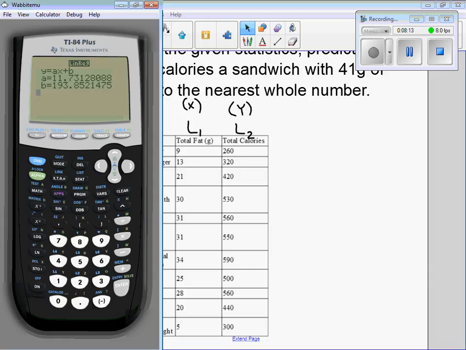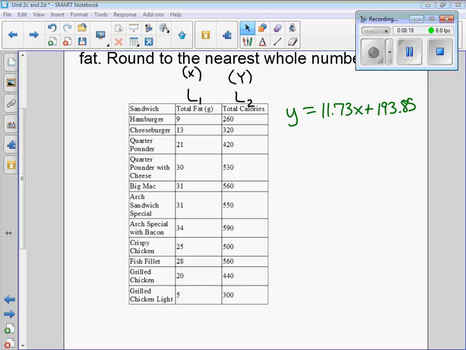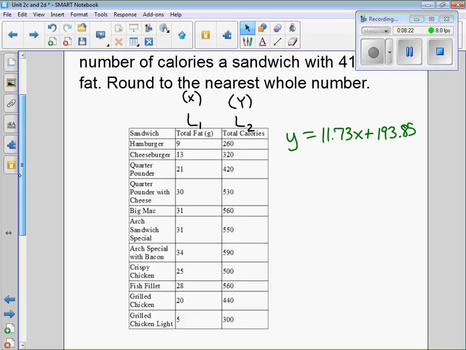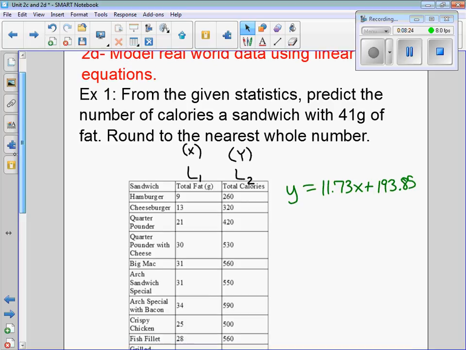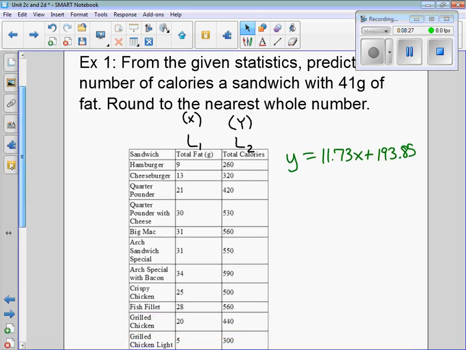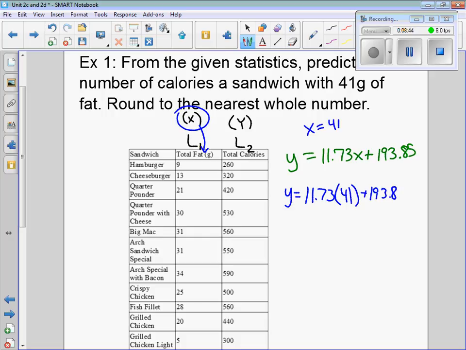And I'll write it down. Okay, this is our equation we're going to use to predict how many calories a sandwich with 41 grams of fat will have in it. If we look back on our list, list 1 is our X value, and that's the total fat. So we're going to replace the X with 41. So y equals 11.73 times 41 plus 193.85. In the calculator, and we'll have the answer.